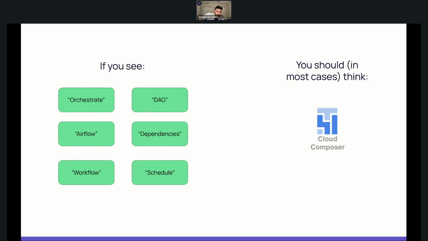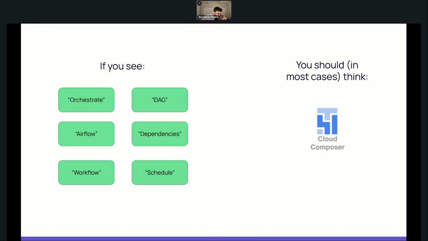Now we've got Cloud Composer. So with Cloud Composer, you really want to think of things like orchestrating workflows or orchestrating pipelines. If a DAG, or directed acyclic graph, is mentioned, think of Cloud Composer. It is the managed version of Apache Airflow. So if Airflow is mentioned, definitely think of Cloud Composer.